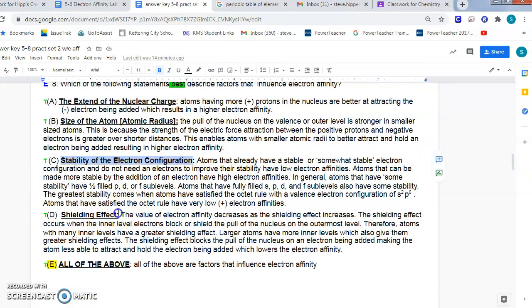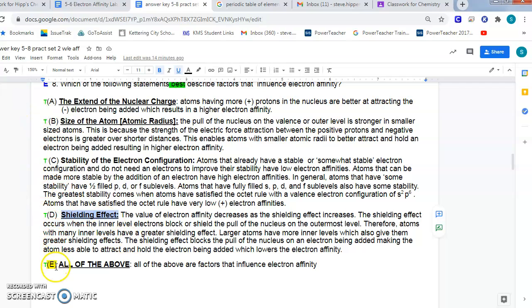Absolutely. Shielding effect influences electron affinity. Once again, large atoms have a greater shielding effect. The interlevel electrons get in the way or block the pull of the nucleus. They shield the pull of the nucleus on an outer electron. So atoms that have large shielding effects have difficulty attracting electrons and holding them, which gives them low affinities. Smaller atoms do not have lots of electrons in the way, so they'd have greater affinities.